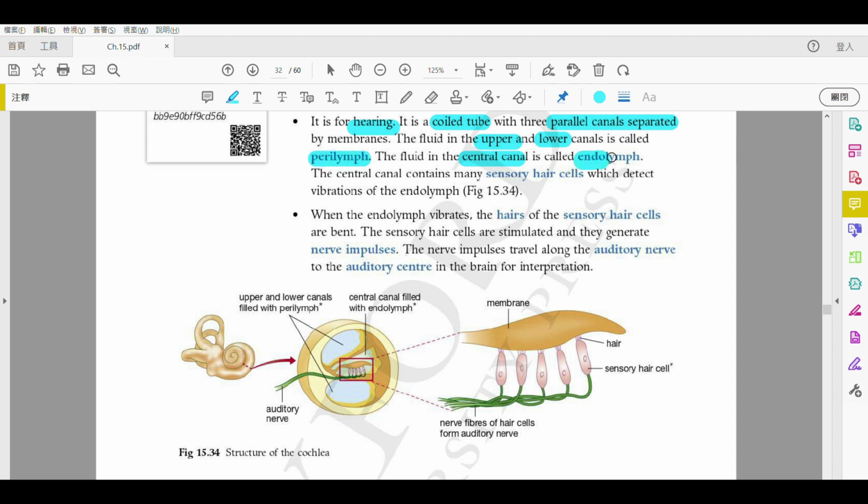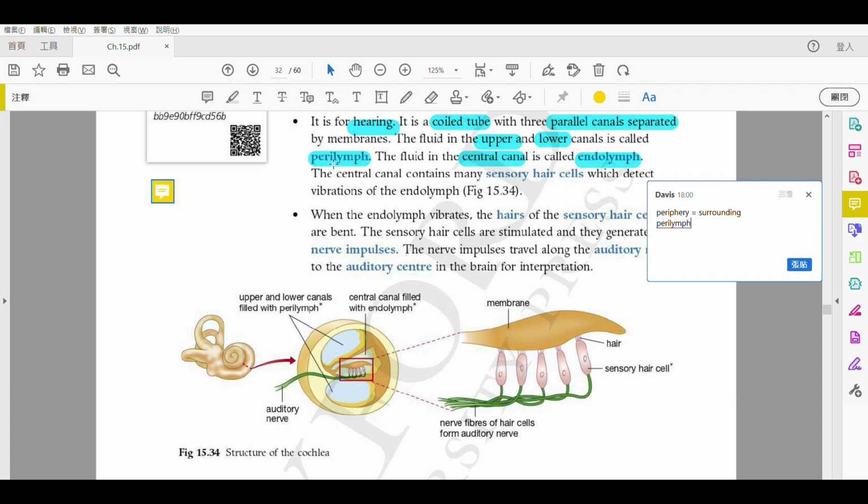Okay, so I want you to remember something first. When we talked about the eye earlier, we've talked about this word, periphery. Periphery means surrounding. Okay, so as you can see, the upper and lower canal this time is like the periphery. So it's called the perilymph. Why is there the word lymph? Because there is fluid inside, and the fluid inside is called lymph. Alright? So we are talking about the fluid called perilymph.